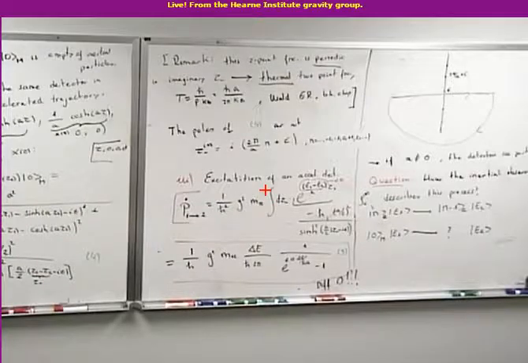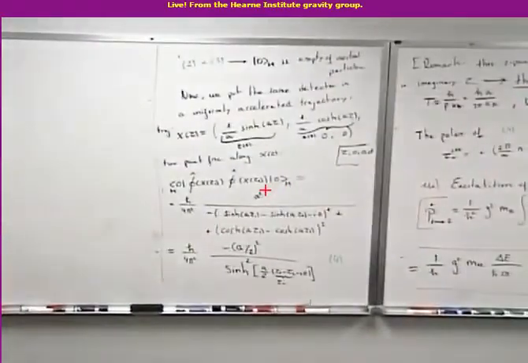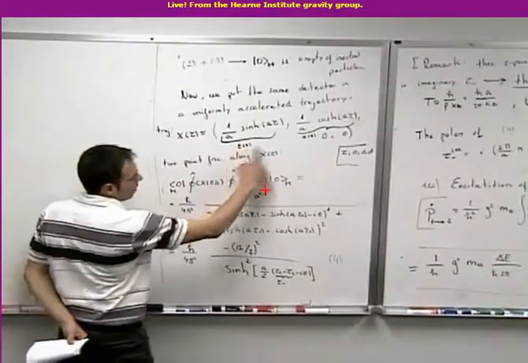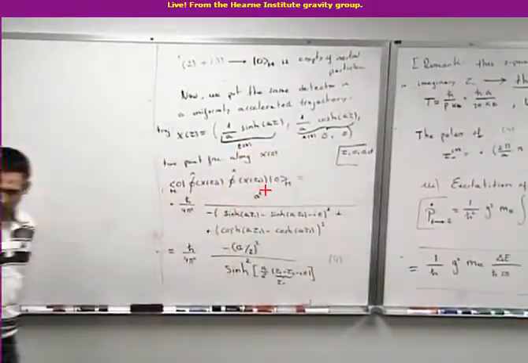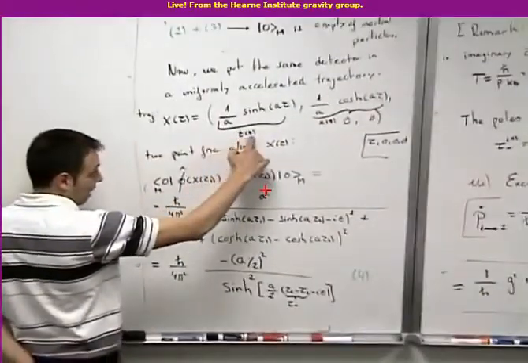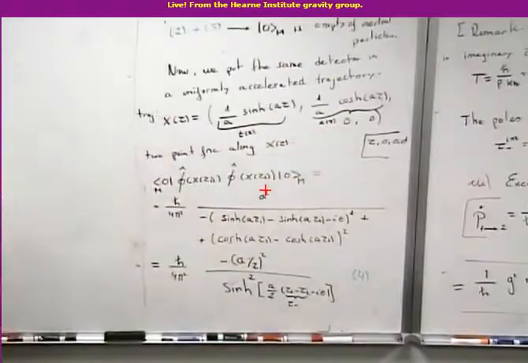So this x of tau written in terms of hyperbolic sine, aren't these the coordinates of the accelerated observer as seen from an inertial frame? Yes, exactly. This is t of tau, this is x of tau, derived and valid for an inertial observer looking at the particle.